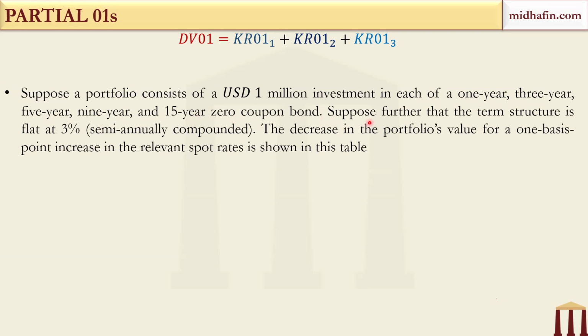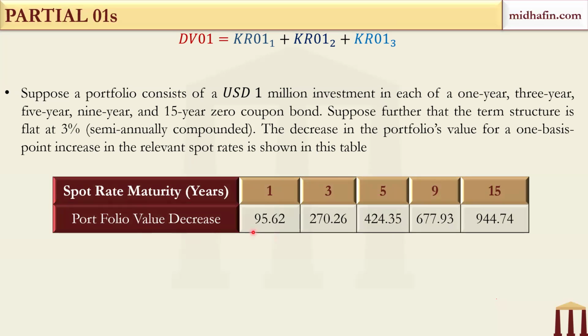Again, further information is given that the term structure is flat at 3%. Rates are semi-annually compounded. The decrease in the portfolio value for a 1 basis point increase in the relevant spot rates is shown here. So it is already calculated that if the 1-year rate changes by 1 basis point, then my portfolio value decreases by 95.62. Again, as I said, this example has been taken deliberately so that calculations are easy. If you do the maths and apply the theory, you know that the value of the 3-year bond is not affected if and only if the 1-year spot rate changes.